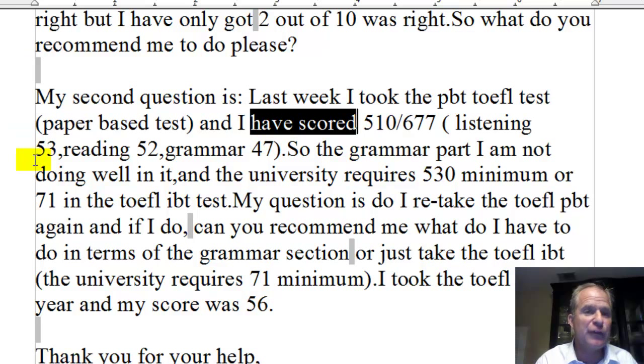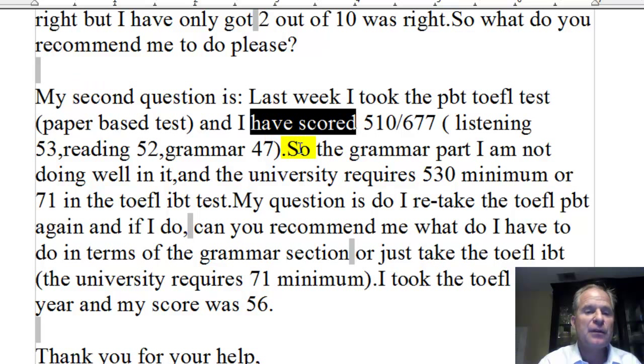So listening, you got 53. Reading, you got 52. Grammar, this is your weakness. You got 47. So what you want to do is you need to bring up that grammar score to about 53, and you will surely reach your goal, right?